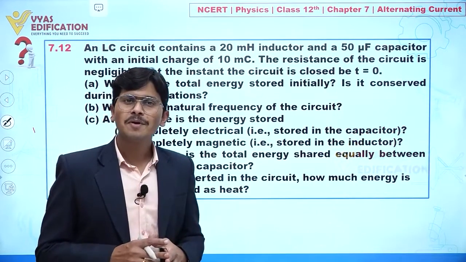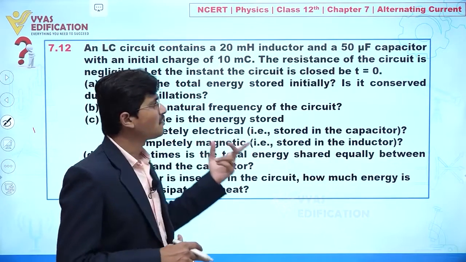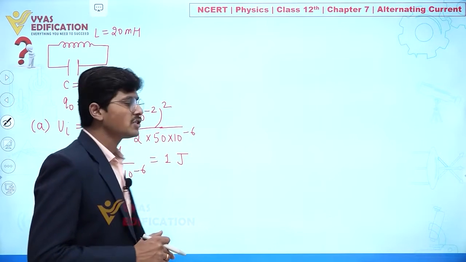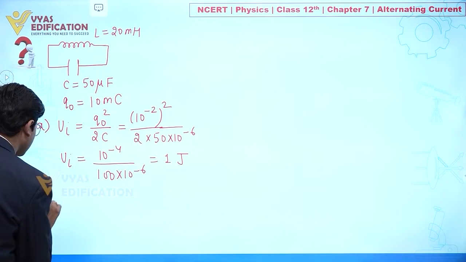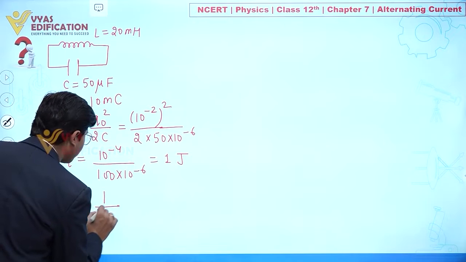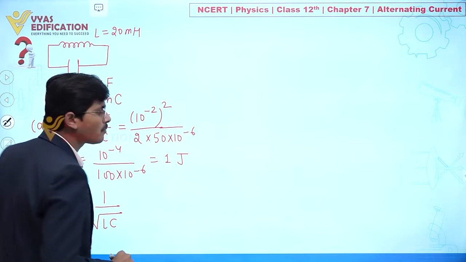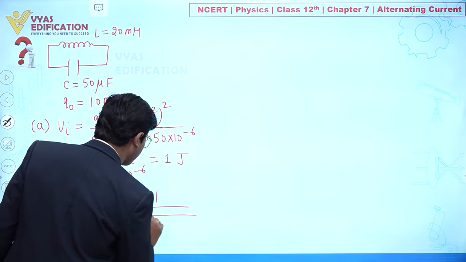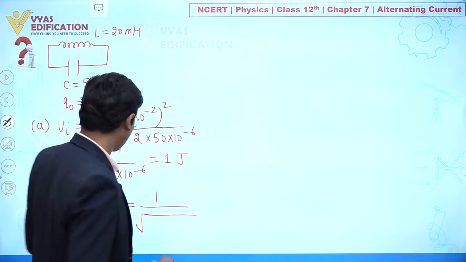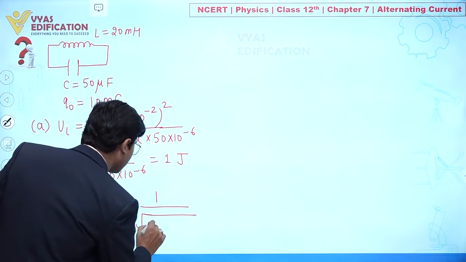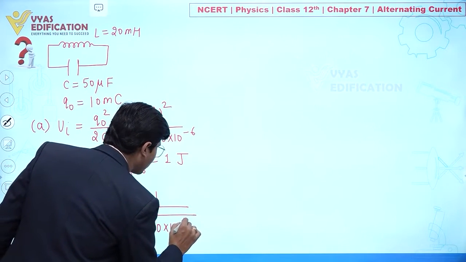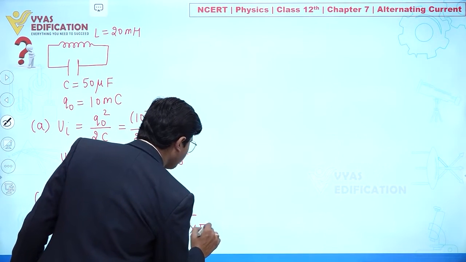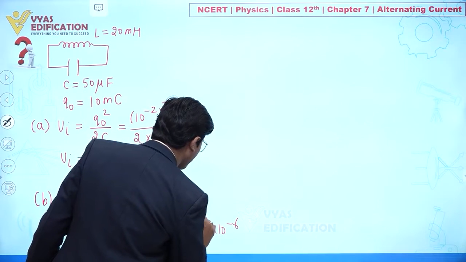Now if I talk about part number B, what is the natural frequency of this circuit, clear. Now this is LC oscillation, so how can we find here natural frequency? Natural frequency is given by omega equal to 1 upon under root of LC. Clear? So from here we can write this as 1 divided by under root of L. L is given to you, 20 millihenry, so 20 into 10 to the power minus 3 multiply C. C is given to you 50 microfarad, so 50 into 10 to the power minus 6.